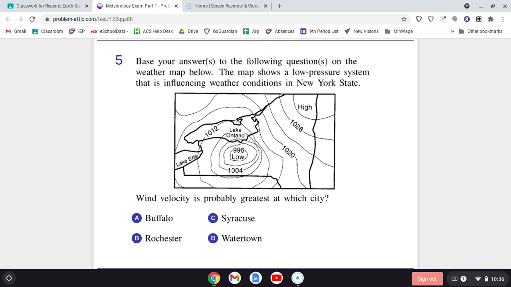So you'll have to use the New York State map. What page is that, Kylie? 3. On page 3, you'll have to find the map of New York State and figure out where the wind velocity would be the greatest at which city. So it's either Buffalo or Syracuse.